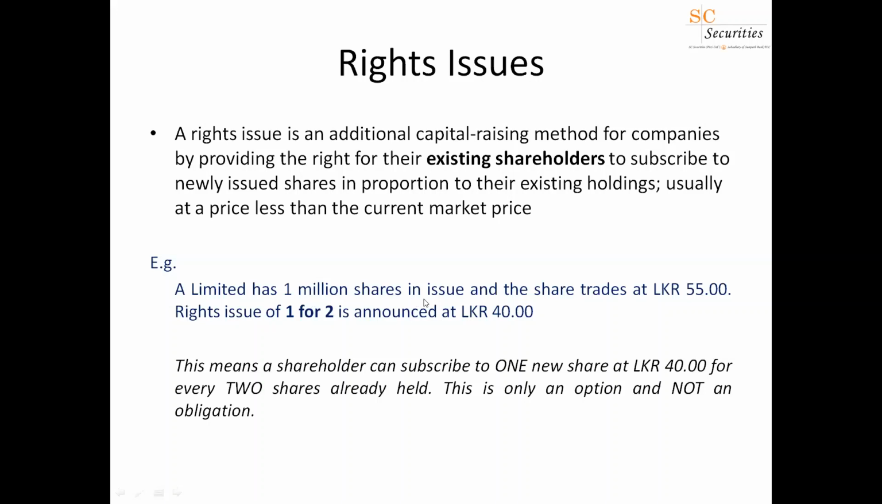A Limited has 1 million shares in issue, and the share is currently trading at 55 rupees. Now the company has announced a rights issue of 1 for every 2 existing shares at the rate of 40 rupees. So this company's shares are currently trading at 55 rupees. They are offering the rights at 40 rupees in the ratio of 1 new share for every 2 existing shares. So any shareholder who holds 2 or more shares in this company would be eligible to buy new shares at the price of 40 rupees based on their shareholding.